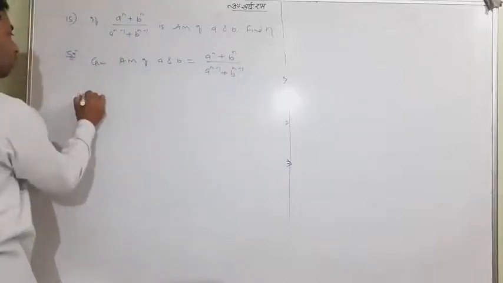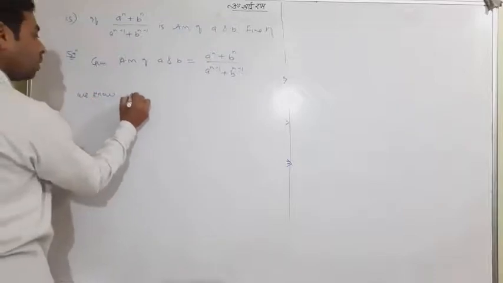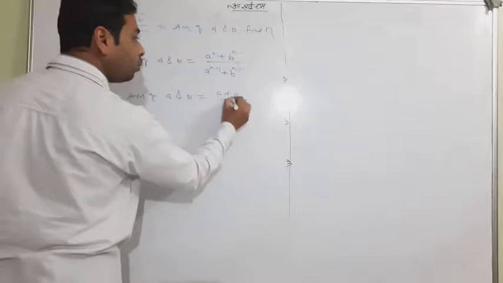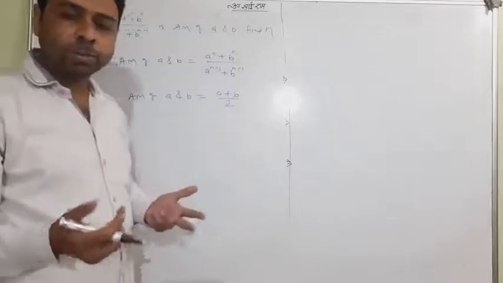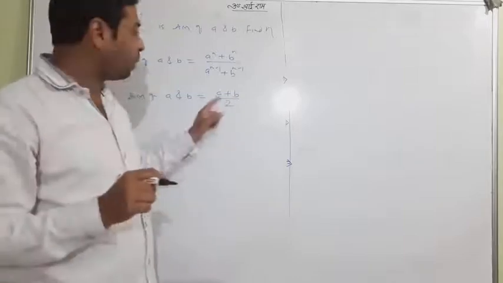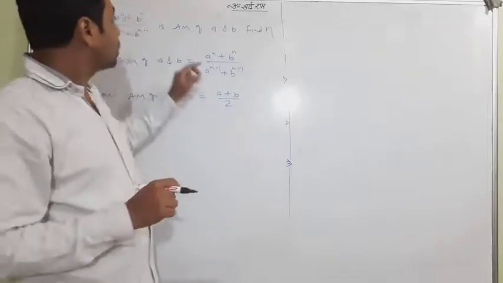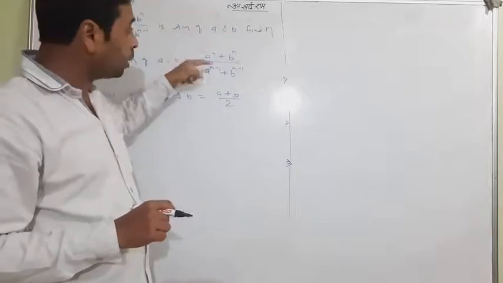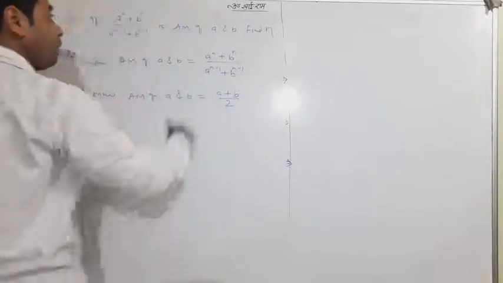But we know that the arithmetic mean of a and b is (a plus b) by 2. You remember the formula I taught you? Arithmetic mean meaning single term between two terms. So its formula is (a plus b) by 2. So this is the arithmetic mean of a and b as we know, but according to the question it is this one. So these two terms will be equal and we will find n.